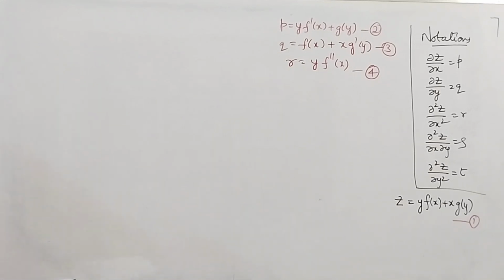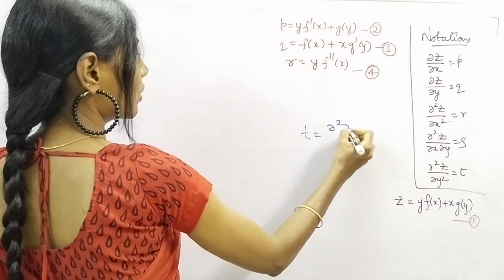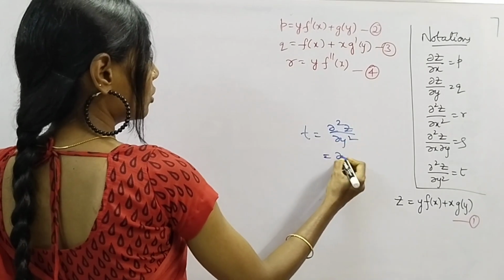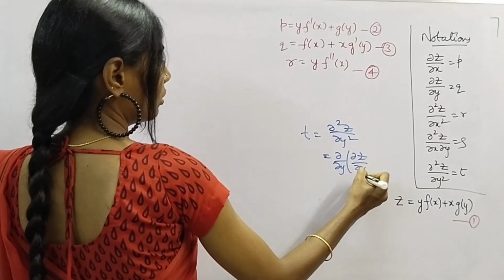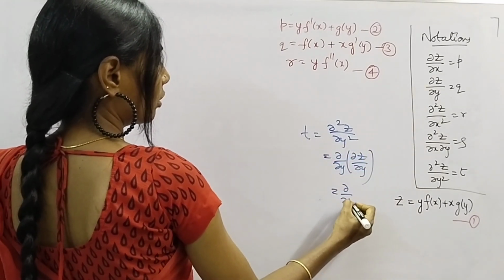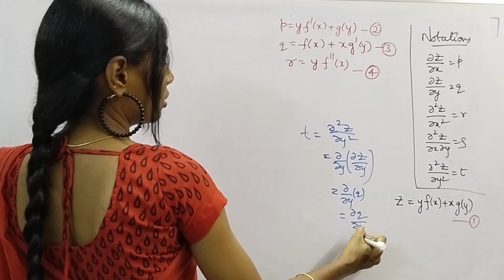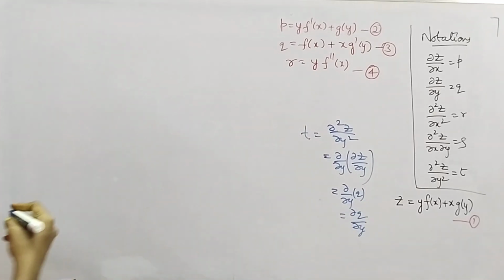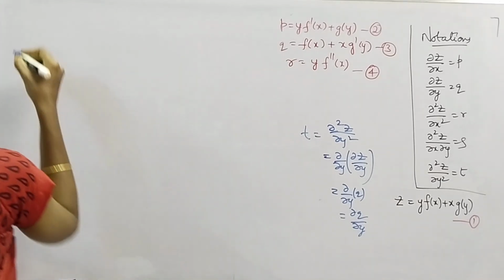Now let's find t. Here t is nothing but ∂²z/∂y². Also we can write ∂²z/∂y² as ∂/∂y of ∂z/∂y, right? Since we know that ∂z/∂y is q, we can write this as ∂/∂y of q, or ∂q/∂y. So partially differentiating q with respect to y gives t.